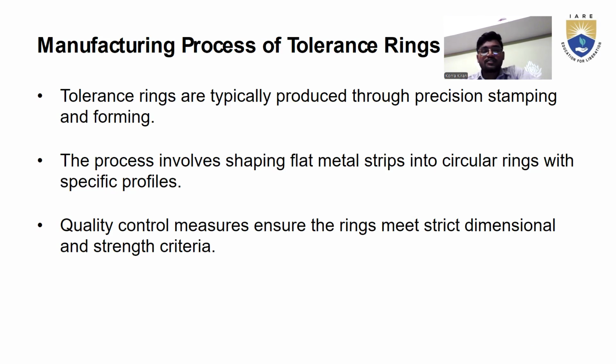Here, shaping the flat metal strip is nothing but changing the metal strip with the help of a hammer or any other tools. We need to change it into circular rings. And quality control measures ensure the rings meet strict dimensional and strength criteria.